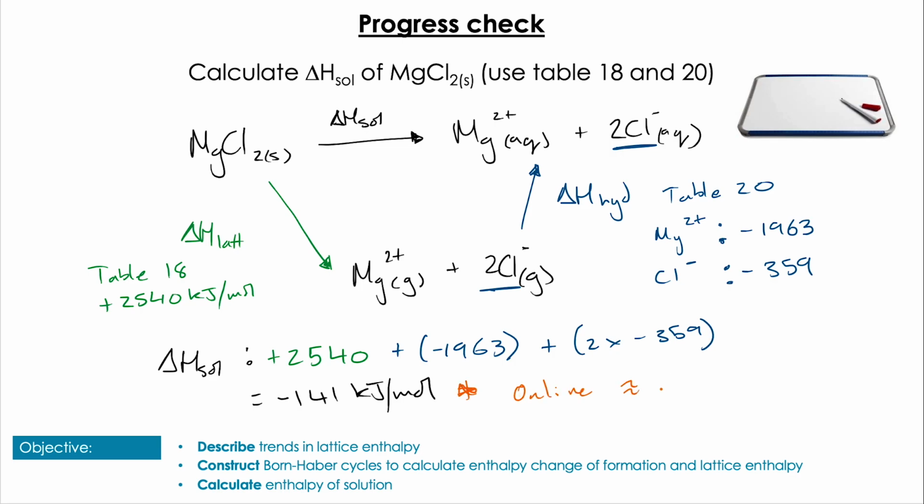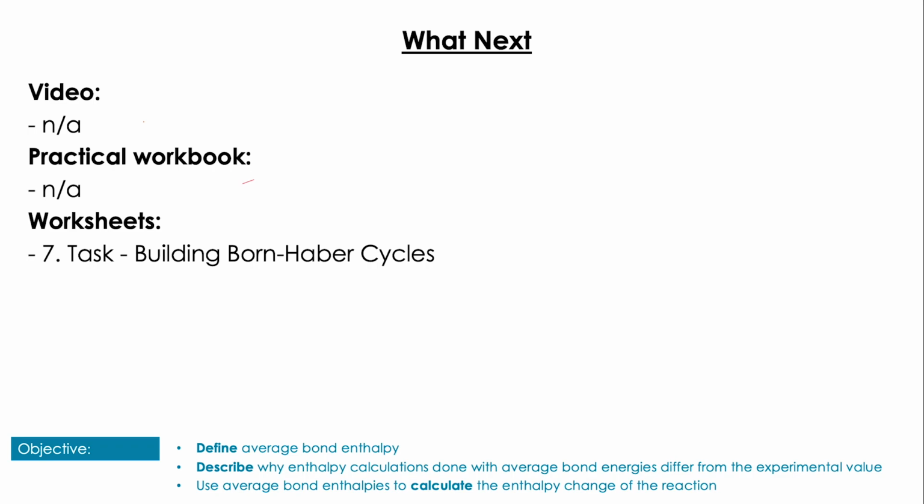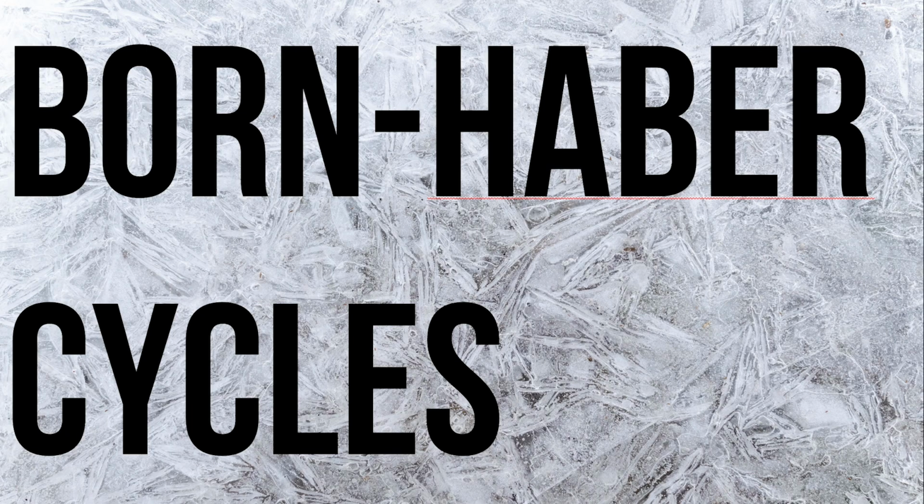We can check that against a couple of online sources, and I found that to be about minus 127 kilojoules per mole. And again, that slight deviation is going to be caused by our use of average values. Okay, no practical work on this, but there is a worksheet with some scaffolding to help you structure these and practice.